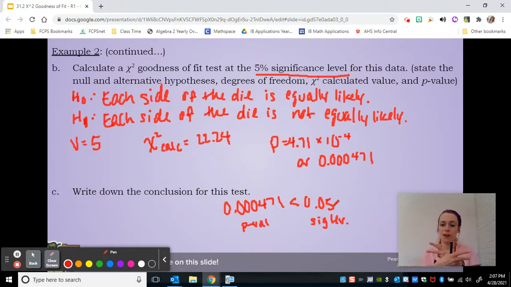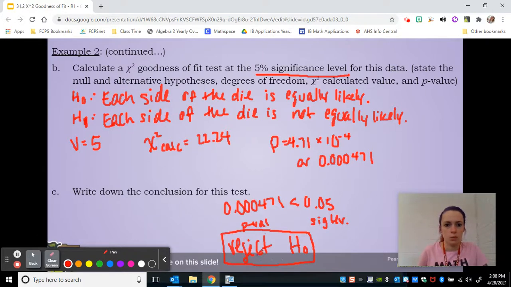So even though I don't have my critical value in order to use my chi-squared values as well, I can still picture it over here, right? If my p-value is less than my significance level, that would mean if I was given my critical value, my inequalities are facing away from each other. That means I am rejecting my null hypothesis. So we would be saying in this case, my null hypothesis was that each side is equally likely, so each side is not equally likely in this case.